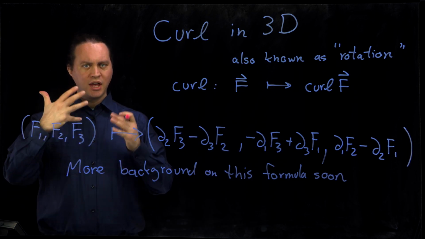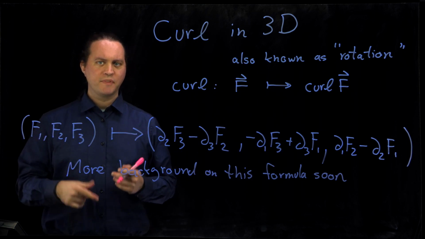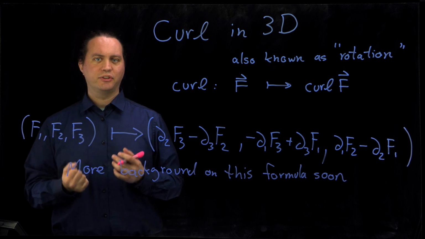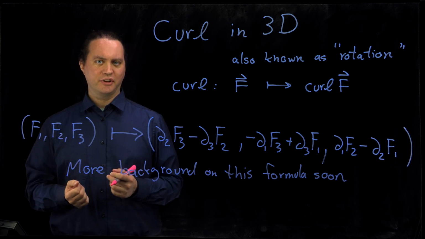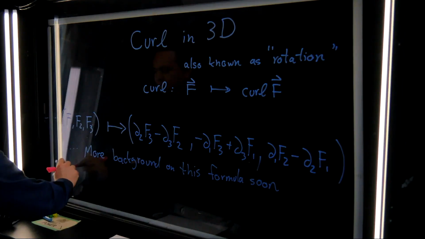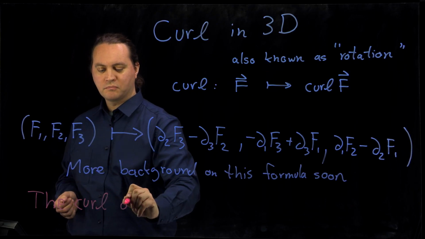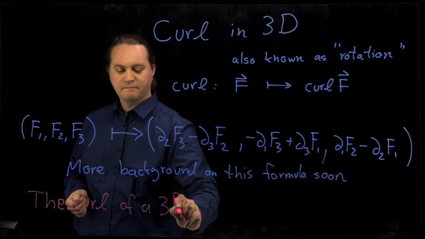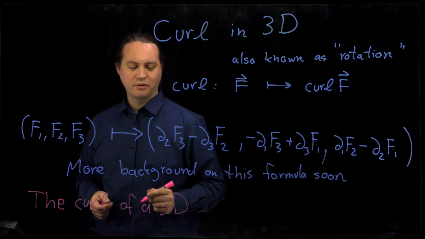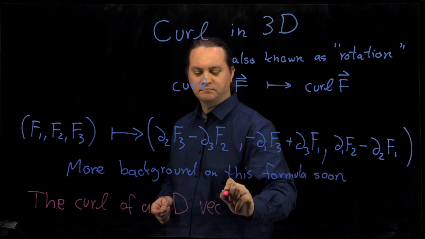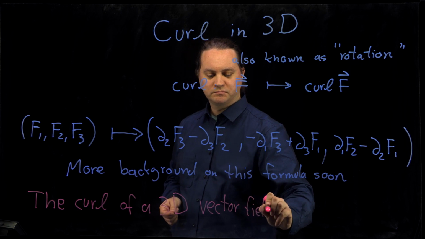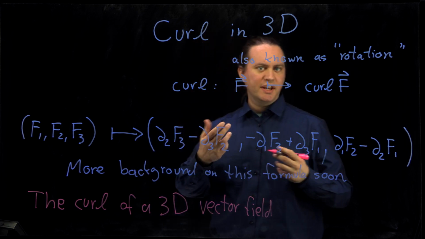That being said, one thing to memorize for sure is that the curl of a 3D vector field is a 3-dimensional vector field. The curl of a 3D vector field is again a 3D vector field.